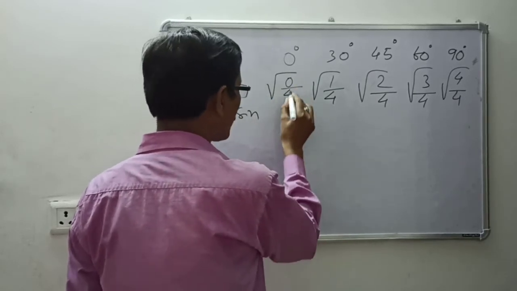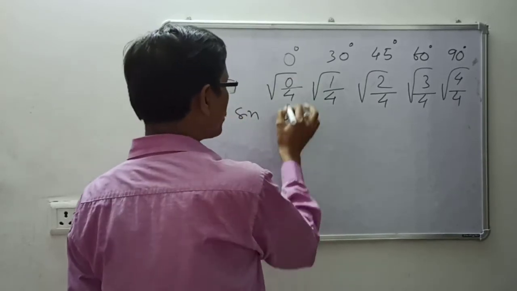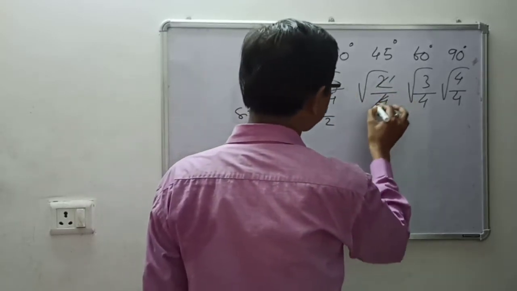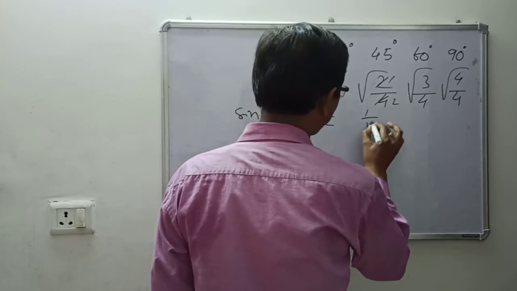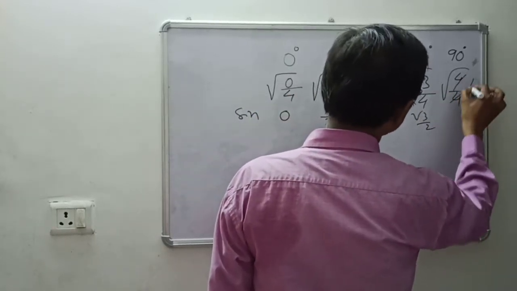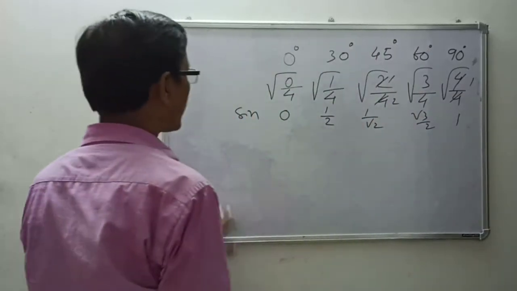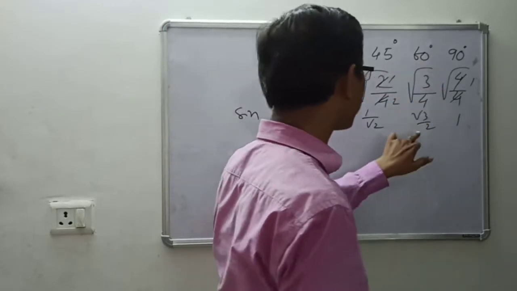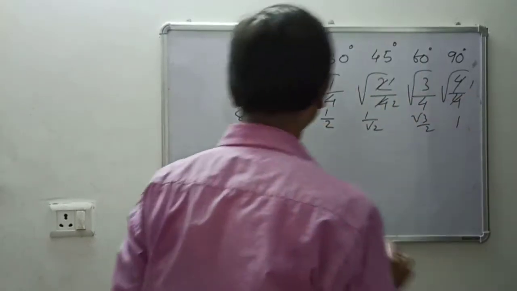Sin 0: the square root of 0 by 2 is 0. So sin 0 is 0. Then the simplest value is 1 by 2, if it is cancelled. 1 for 1, root 2 for 2. Root 3 by 2, and 4 cancels with 4, so that is 1. So this is sin 0 is 0, sin 30 is half, sin 45 is 1 by root 2, sin 60 is root 3 by 2, sin 90 is 1.